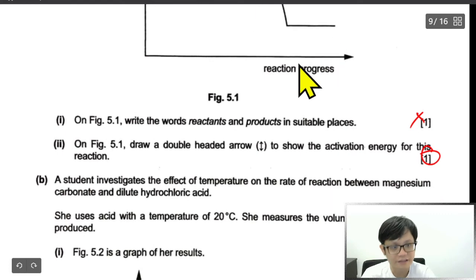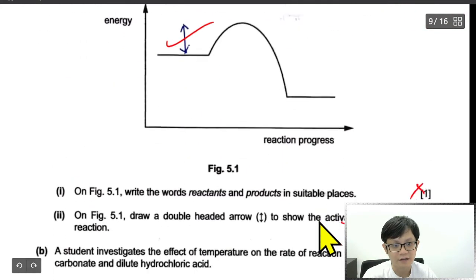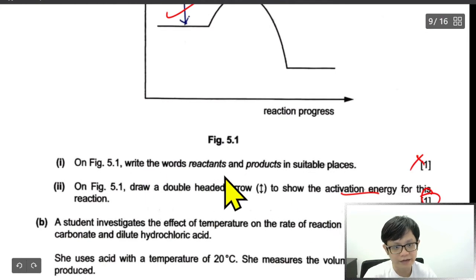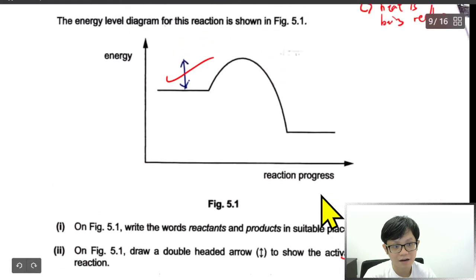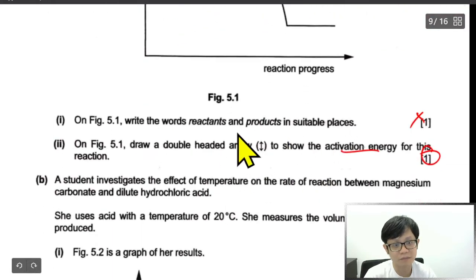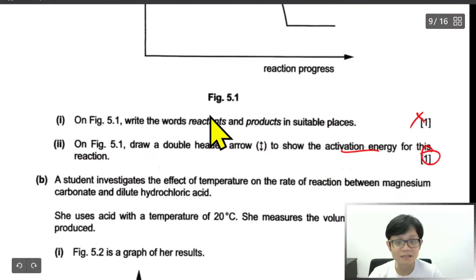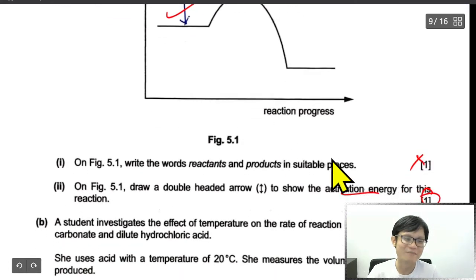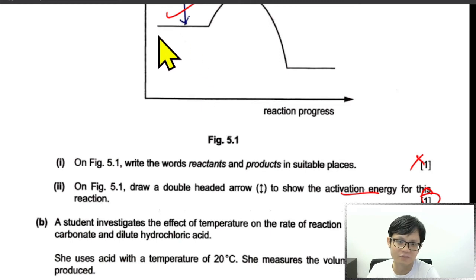Draw the activation energy arrow. So this one is correct, but you didn't write the words reactant and product. I didn't see it. Yeah, this is also a common mistake that students do. Sometimes students don't see, so one mark is gone because of this. Don't be surprised. This is actually a very common mistake that students will do.